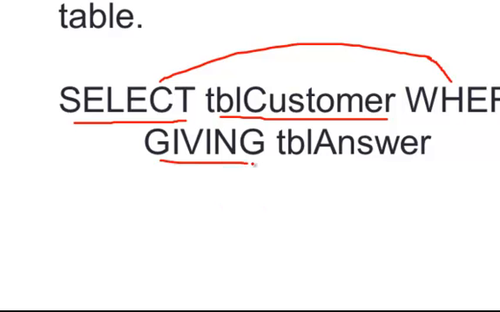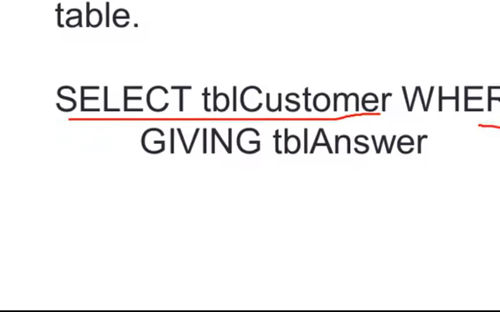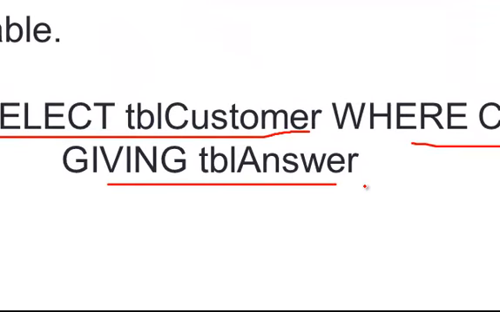Giving means create a new table with this data, and the table that we're going to create we're simply calling table answer. So in relational algebra, this is saying select all the rows from table customer where the customer number is 282. And whatever those rows are, put them in a temporary table called table answer. I'd put them into that temporary table so that I could use that data in my next action. Now, temporary table aspects should make more sense when we enter into the SQL chapter.